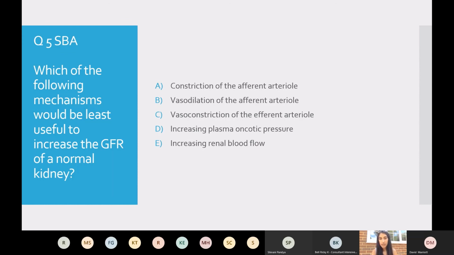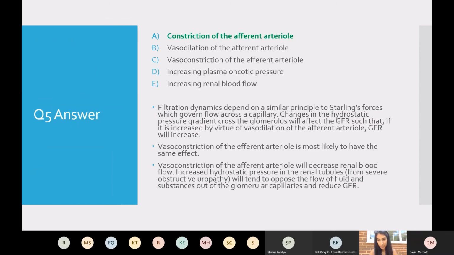Looks like we're all quite unanimous on this one as well, which is good. The answer, as everyone pretty much said, is A, constriction of the afferent arteriole. This is mainly due to Starling's forces and filtration dynamics, which govern the flow across the capillary. Changes in the hydrostatic pressure gradient across the glomerulus will affect the GFR. So if we vasodilate the afferent arteriole, the GFR will increase.